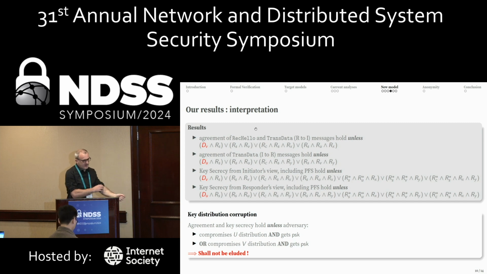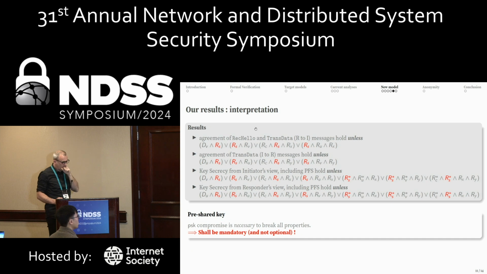First, we see that there is this pattern that is present in all the results for agreement and secrecy. This pattern involves DV or DU. It means that compromise of the initial static key distribution is important in WireGuard. It compromises the security of all properties. And clearly, this initial distribution shall not be eluded as it is currently in the WireGuard specification.